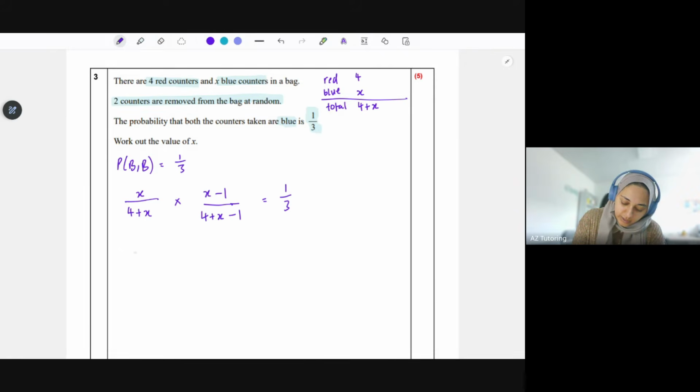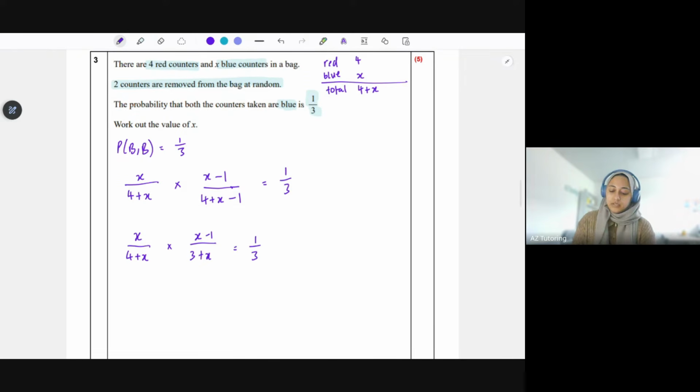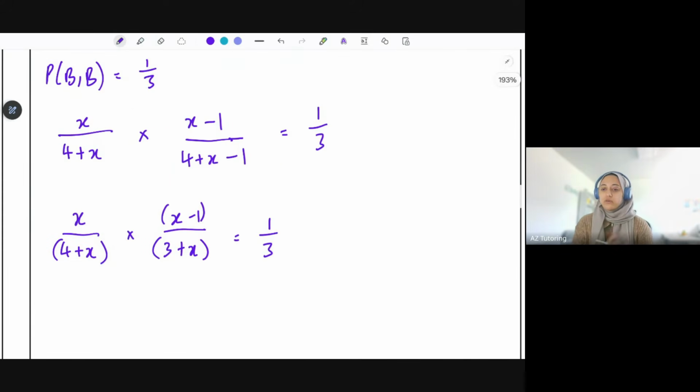Let's simplify this. So I get x over 4 plus x, times x minus 1 over 4 minus 1 is 3, so 3 plus x, equals 1 over 3. Now let's put them together. So on the top we've got x. I'd recommend putting brackets around these so you expand correctly. So you can use a grid method or FOIL. x times x is x squared. x times minus 1 is minus x.